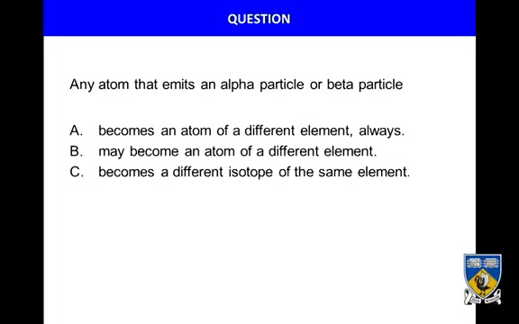So let's see what this little question is. An atom that emits an alpha particle or beta particle: becomes an atom of a different element always, may become an atom of a different element, becomes a different isotope of the same element, increases its mass. Who's going to hazard a guess on that one? Shaking of the heads. Nobody prepared to give it a go?